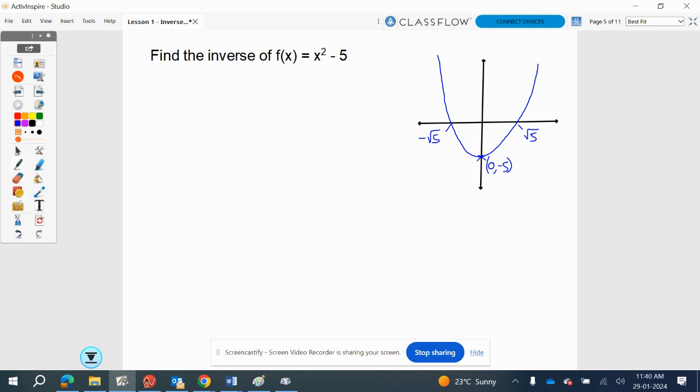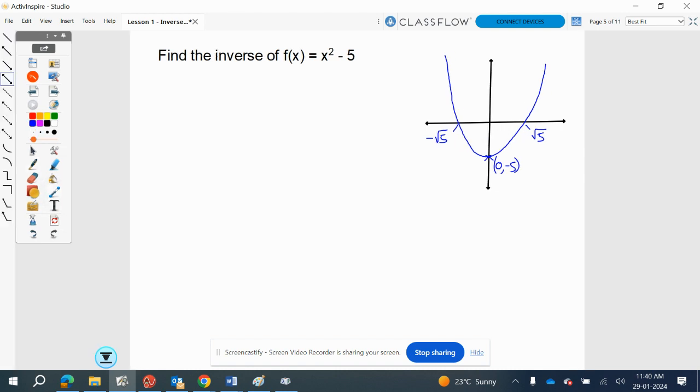Is this a function? Yeah. Why? It passes the vertical line test. Is it invertible? No. Why not? Because if you do a horizontal line test, you'll see you will pass the function twice at one point. This is not invertible.